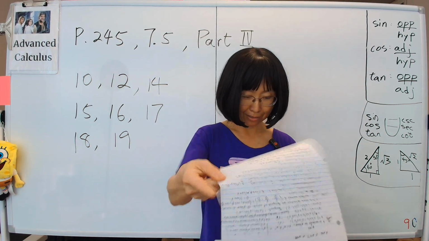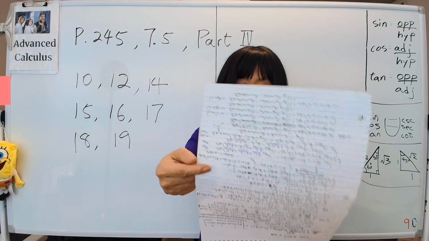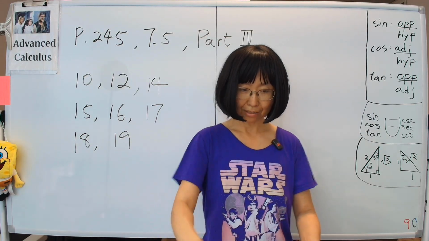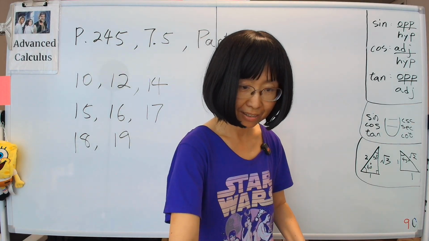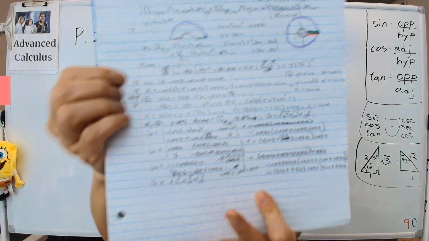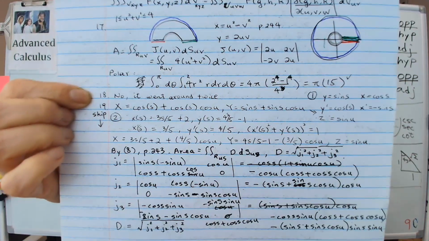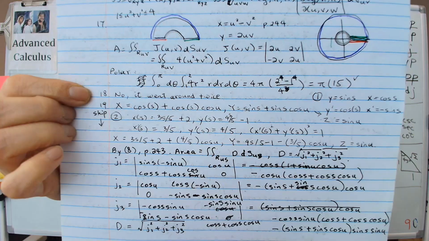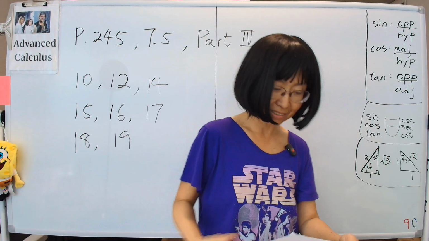Now where is it anyway? Where did I say that? Give me a second here. Okay, that's all I wrote. See, problem 18: no, it's not one-to-one because it went around twice. And that's all there is to say about it.